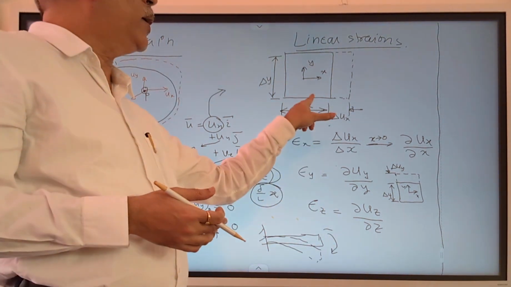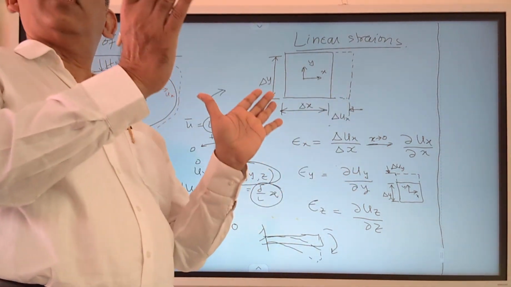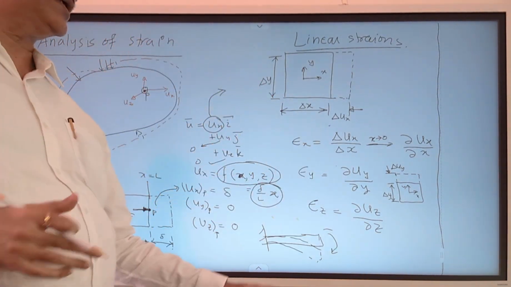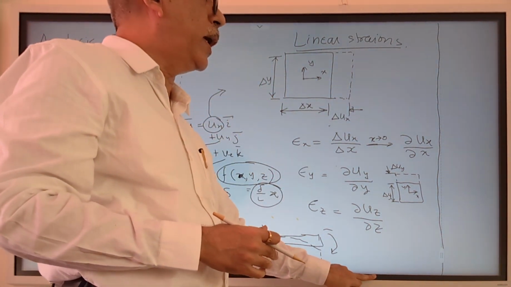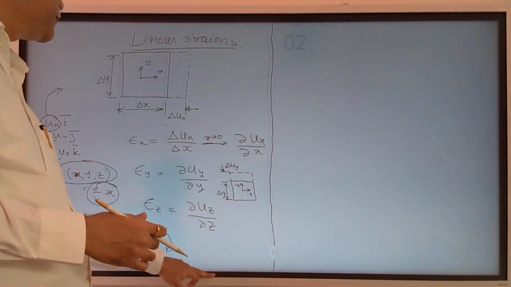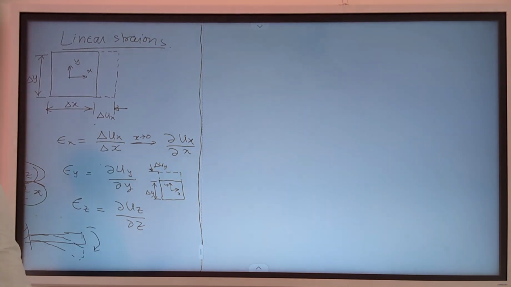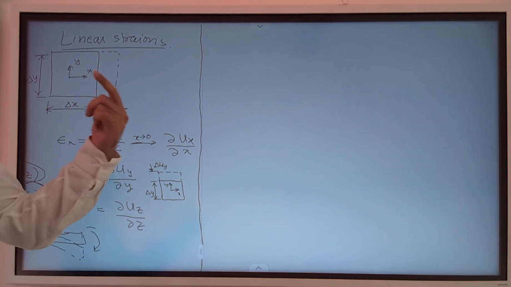So in shear strain, you will not have this elongation, but you will have distortion or change in angle, and that is what is defined for the shear strain. So let's now try to define the shear strain in terms of the displacement field.